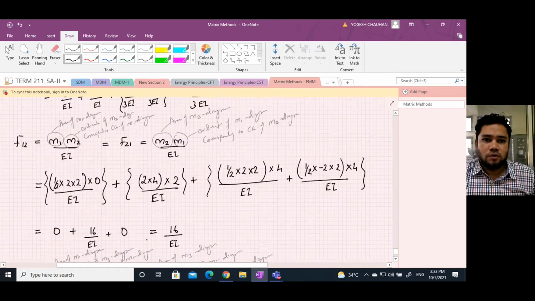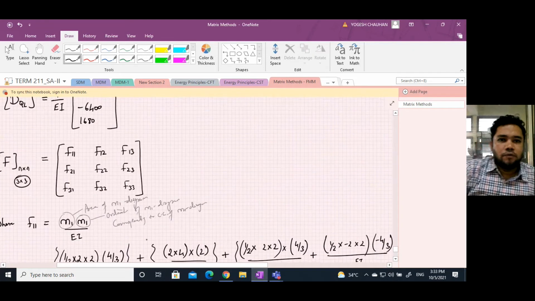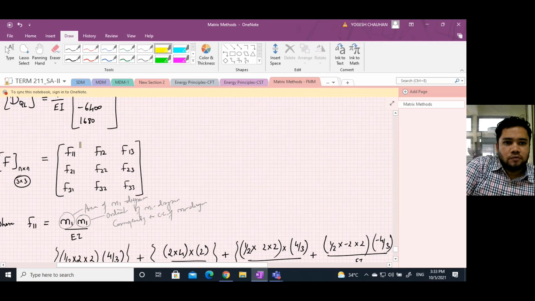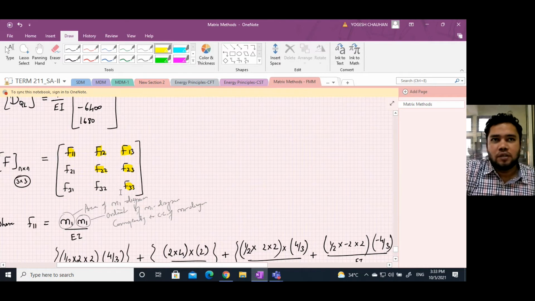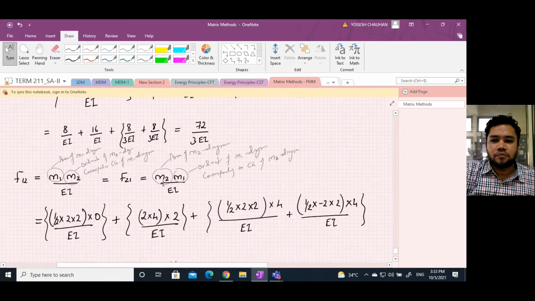Okay. So we have found this F11, we have found F12, we have found F13. Now we have to find this and this, because rest will be the same. This F12 is equals to F21, F13 is equals to F31, F23 will be equal to F32. So we have to find only these three. Okay. So let us find now F22. F22 means M2 by EI, means area of M2 diagram and ordinate in M2 diagram.